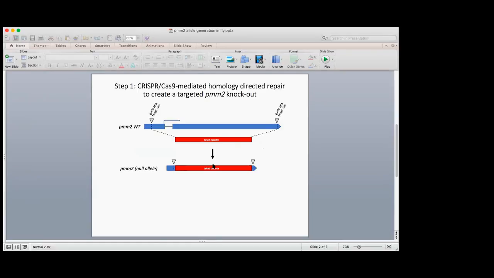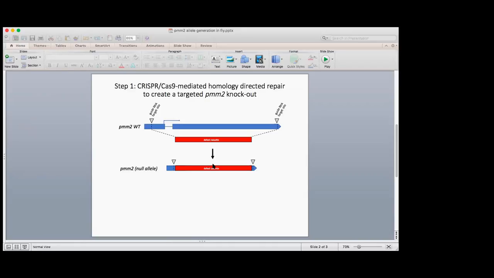Here's a scheme of how you would go ahead and make a null. And the null is the first step on the path to making a point mutant, at least in the fly. So in flies, what we like to do is start out by making a null that essentially replaces the whole open reading frame, or the whole gene. We want to replace the native PMM2 gene with a selectable marker, in this case a red fluorescence marker, the DsRed. So the idea is that you know you've made a mutant because these animals are now producing a red fluorescent protein. That's how you know that you've created a null. So that's step one in the process.